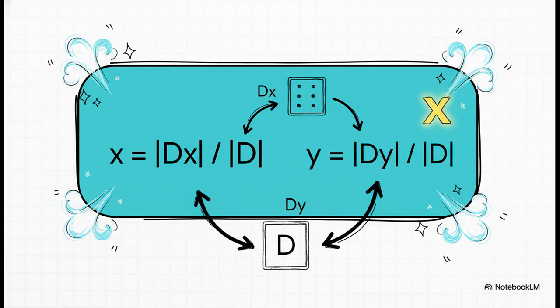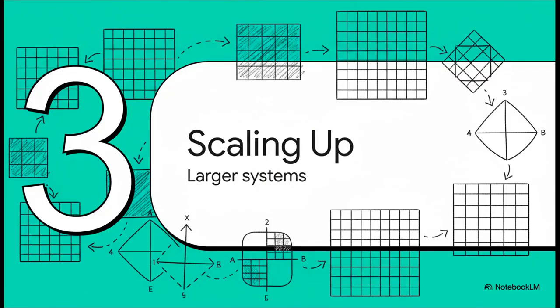And here is where the magic happens. To find the value of x, you simply divide the determinant of Dx by the determinant of D. And for y, it's the determinant of Dy divided by the determinant of D. That's it. Two simple divisions give you the answer. No messy algebra, no fuss. So that's how it works for a simple 2x2 system.